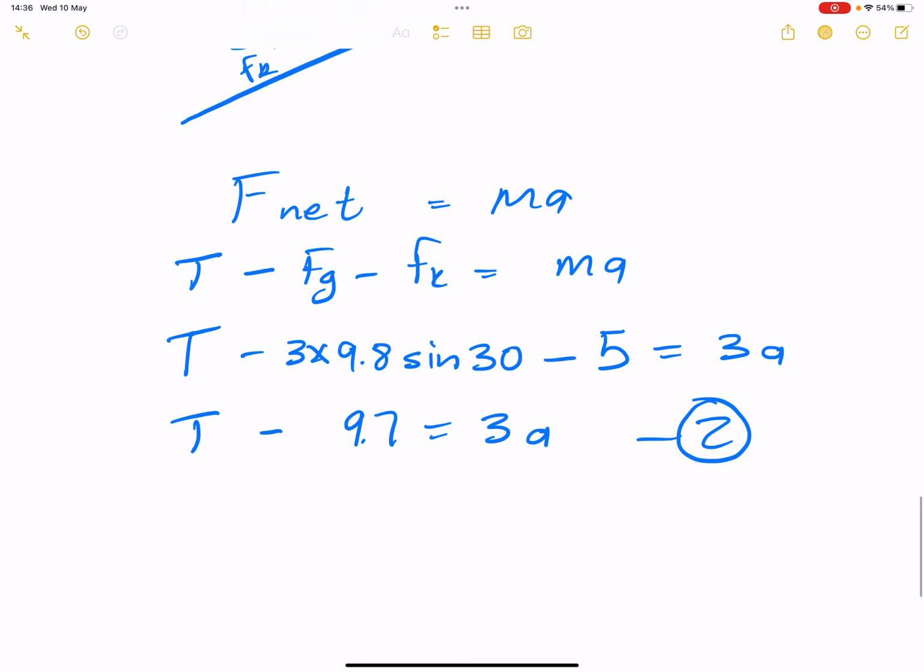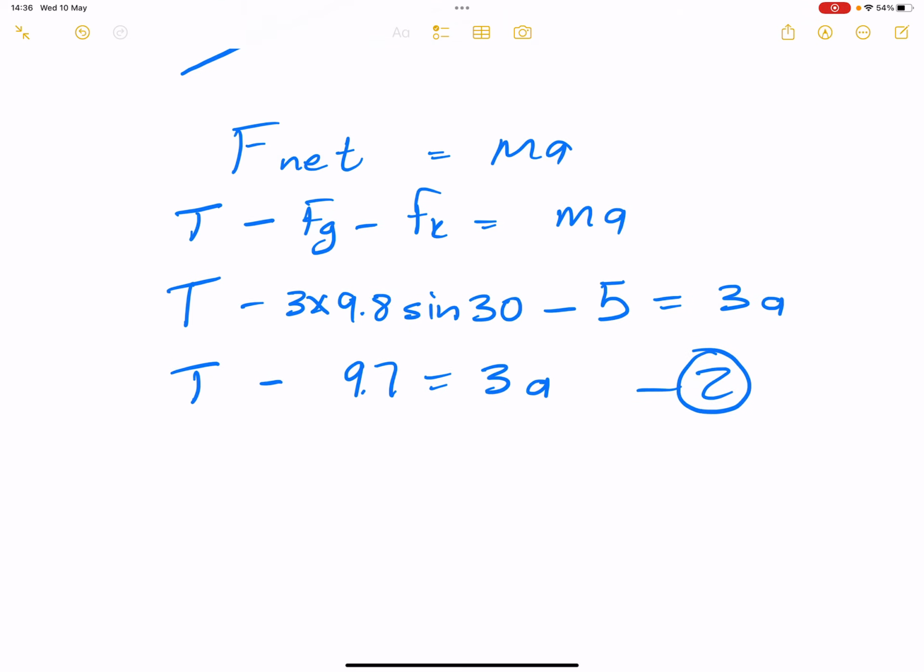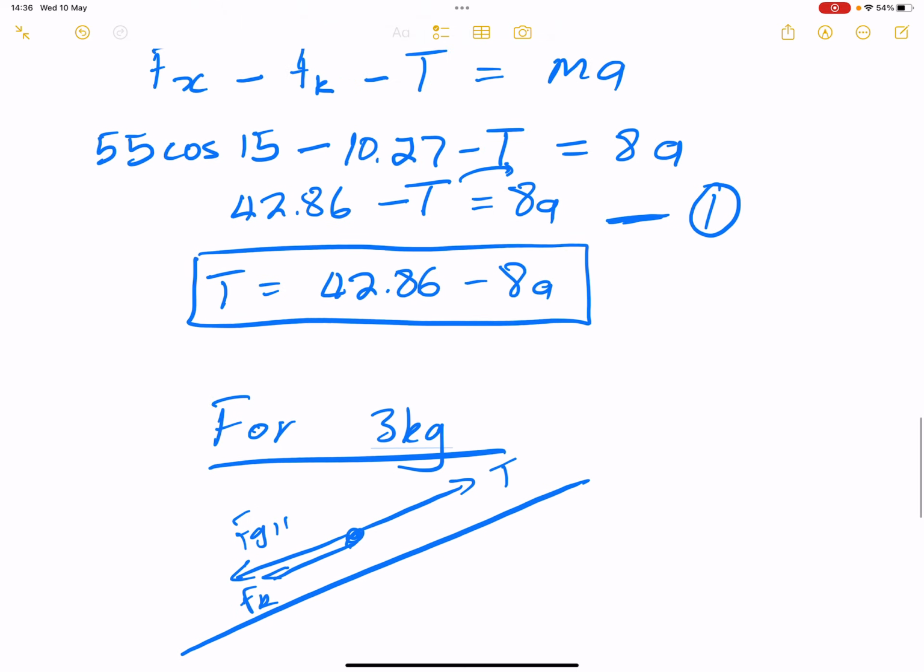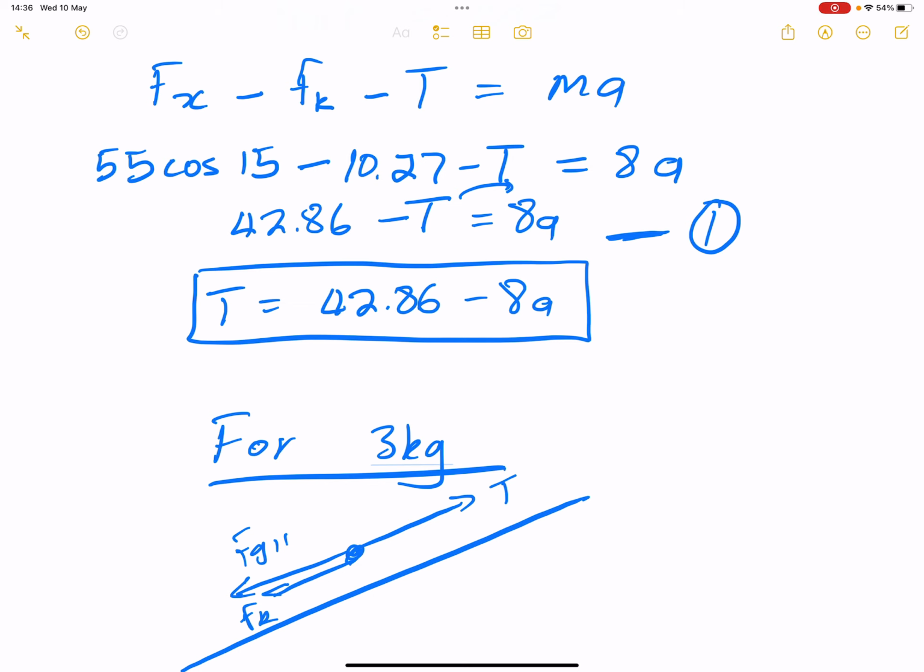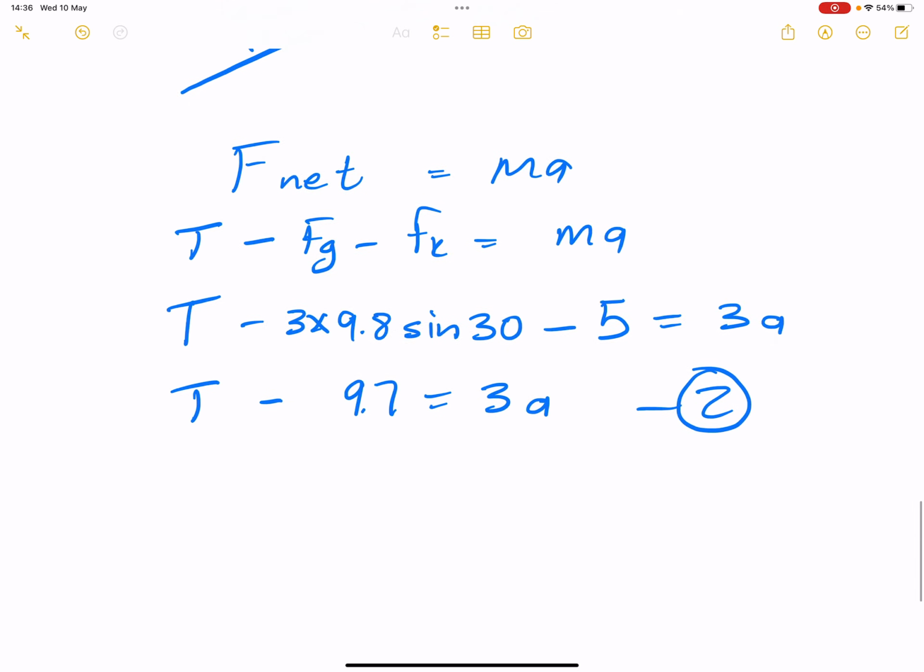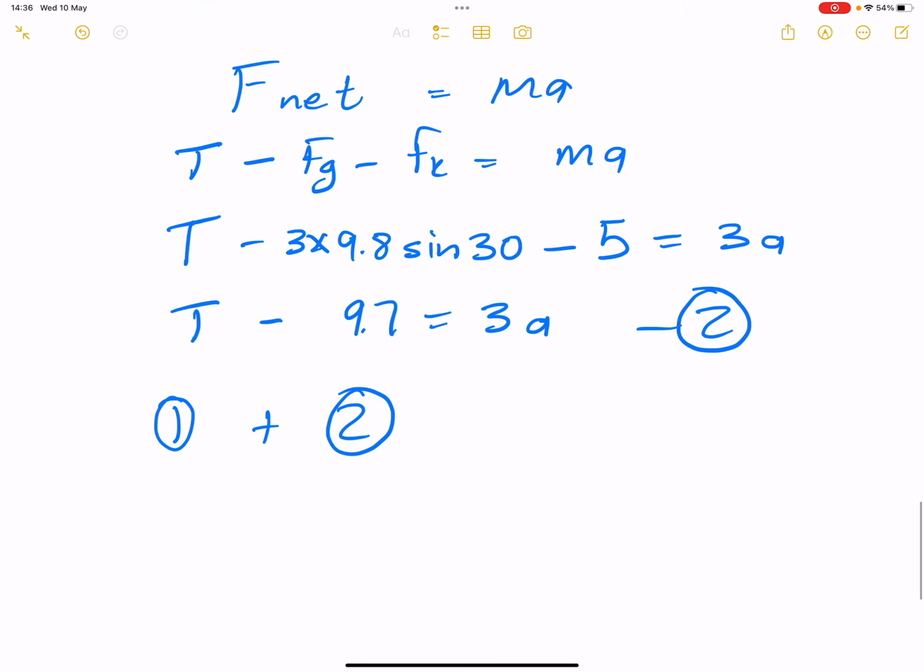Now, how I normally do it, ladies and gents, I just simply take equation 1 plus equation 2. But if you chose to make T the subject of the formula, you can substitute for T over there. In my case, I'm just going to take equation 1 and equation 2, and I add them up.